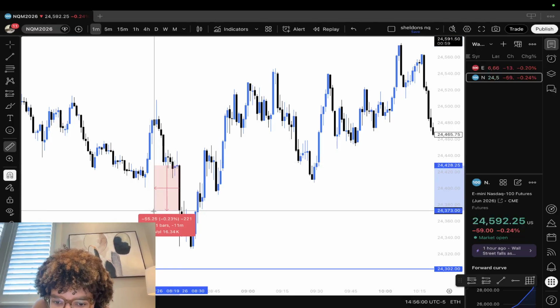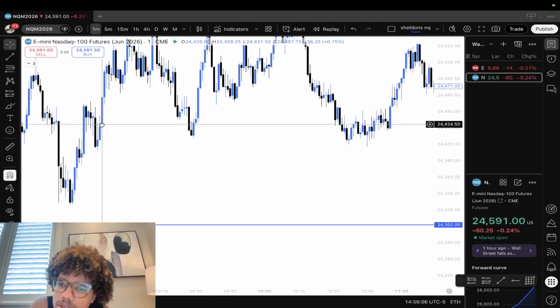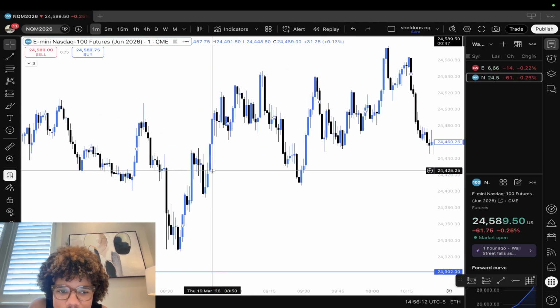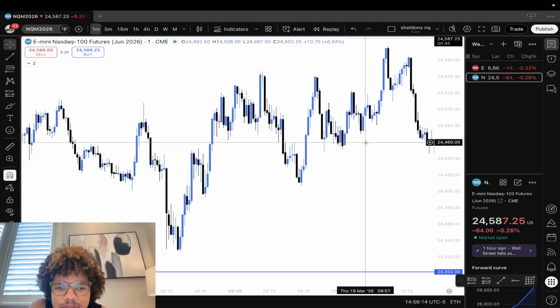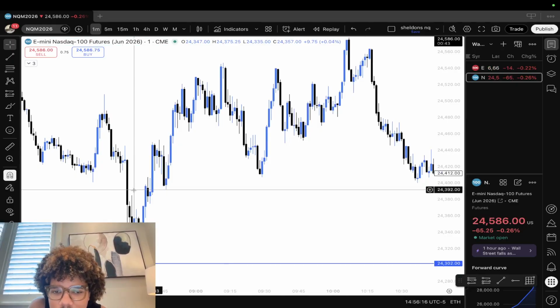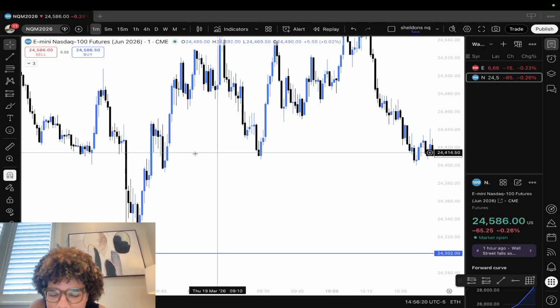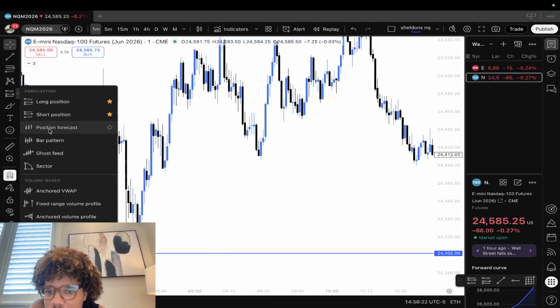Am I tripping? Am I going crazy? I was on Top Step doing this this morning. Maybe I am going crazy. I don't know. I was not on TradingView. I was on Top Step. It looks way different on Top Step. But yeah, so we got a huge candle to the downside. And on Top Step, for me at least, the draw was farther.